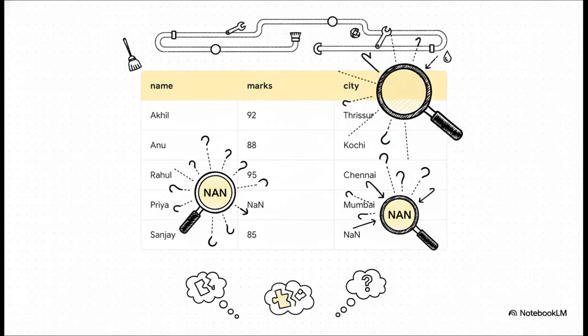So here it is, our students.csv case file. At first glance, it looks pretty straightforward, doesn't it? But if you look a little closer, you'll see Priya is missing a mark, and we don't know what city Sanjay is in. Pandas flags these missing pieces as NaN, which just means not a number. And right there, those are our very first clues that this investigation is just getting started.